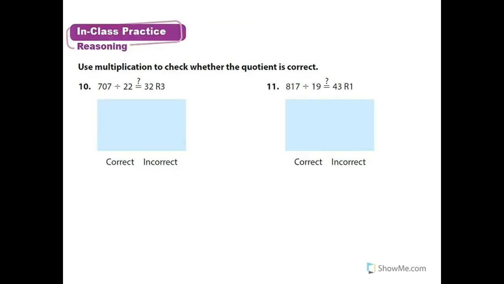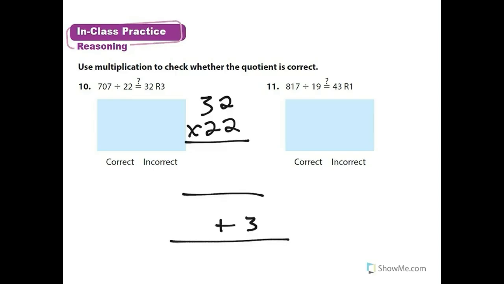Alright, so let's go on to some other practice. We're going to use multiplication to check whether the quotient is correct. So in other words, on this one, I would do 32 times 22. I would get the answer and then add 3. I want you to go ahead and do that, and then we'll go over it.